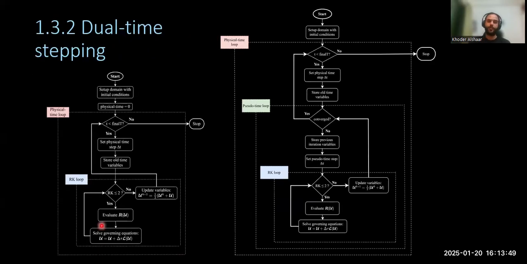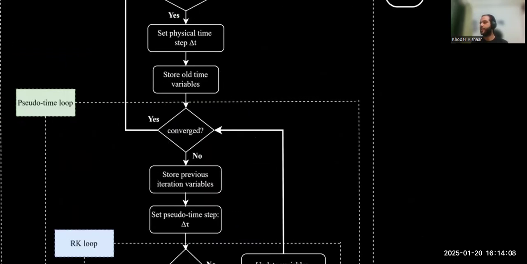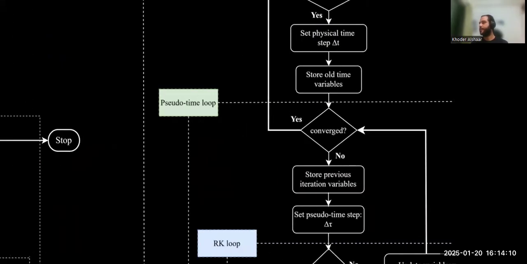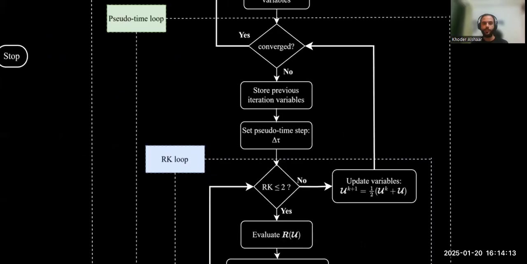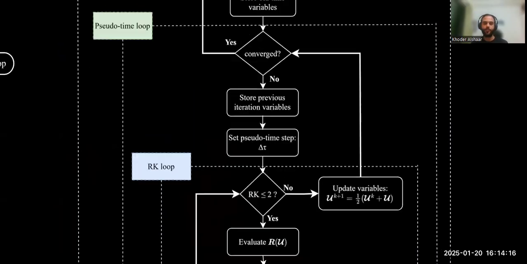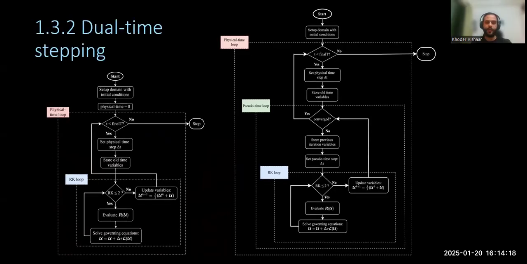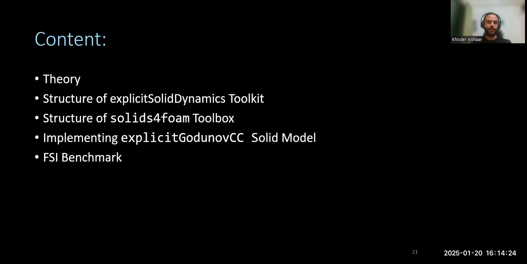So further, just to show you the difference now in the flow chart, in the previous single time step we have a physical time loop and the Runge-Kutta loop. But if you move to the dual time stepping, now we have an extra loop, which is the pseudo time loop here. So it will check for convergence, obviously, and then it will move towards the Runge-Kutta loop, and then further to the physical time loop again. I will explain this further in the code and how it is implemented. The theory part is done.